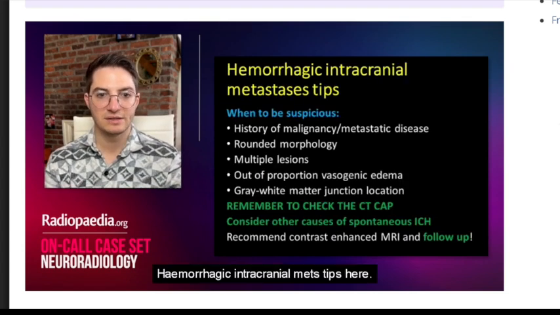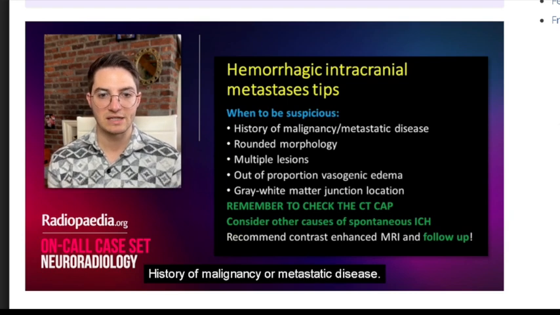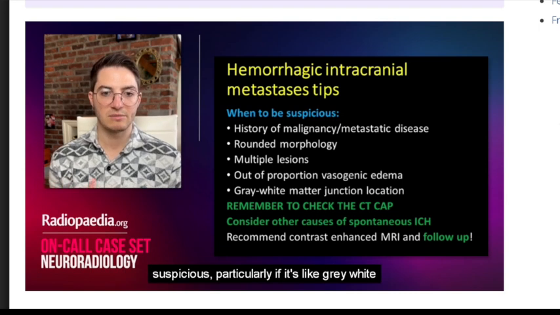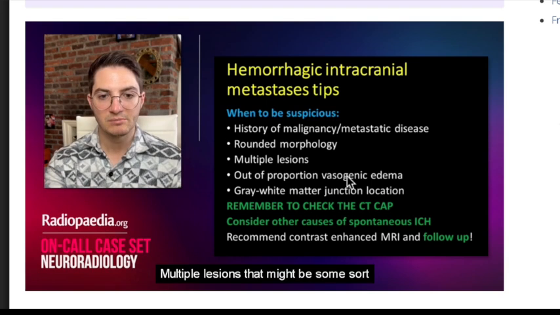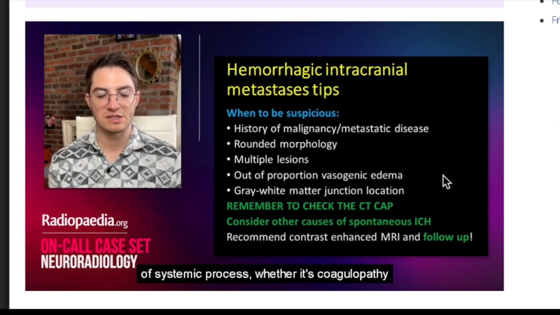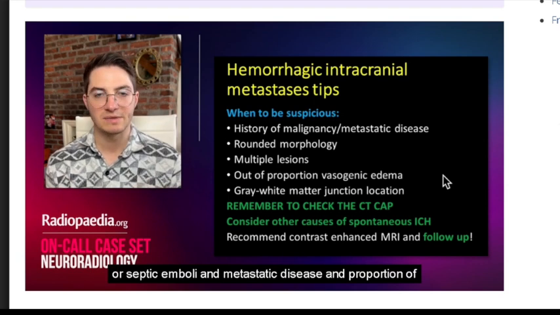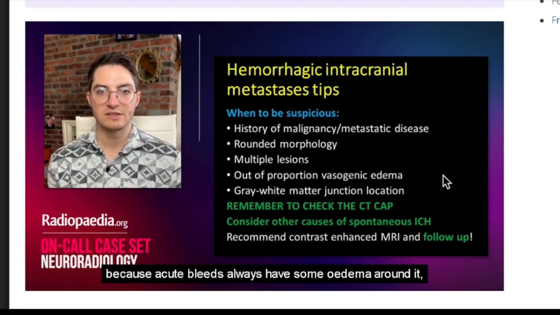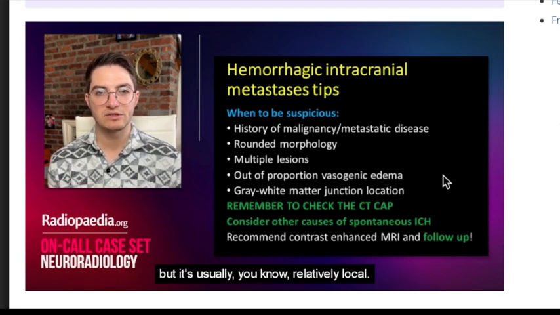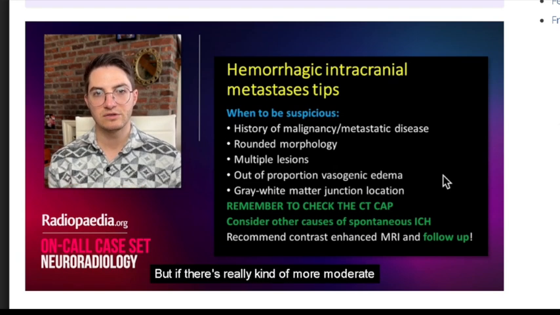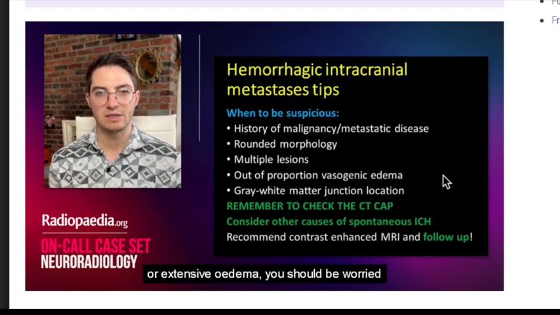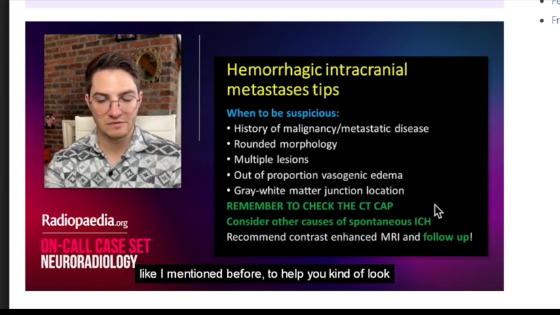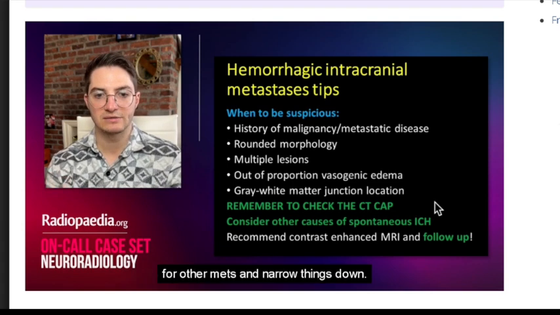Hemorrhagic intracranial mets tips here. History of malignancy or metastatic disease, of course. Rounded morphology should be a little bit suspicious, particularly if it's in a gray-white matter junction location. Multiple lesions might indicate some sort of systemic process, whether it's coagulopathy, septic emboli, or metastatic disease. Out-of-proportion vasogenic edema is another big one, because acute bleeds always have some edema around them, but it's usually relatively local. But if there's more moderate or extensive edema, you should be worried that maybe there's some other process going on. Remember to check the chest, abdomen, and pelvis, like I mentioned before, to help you look for other mets and narrow things down.